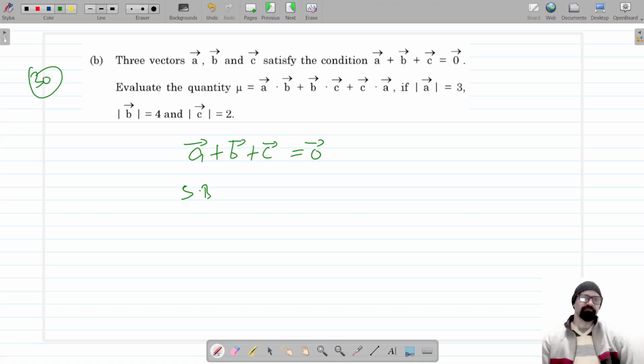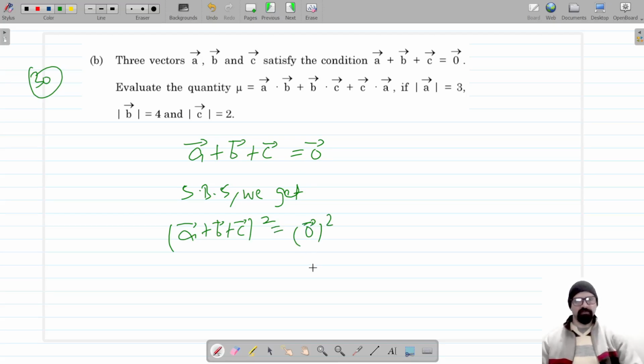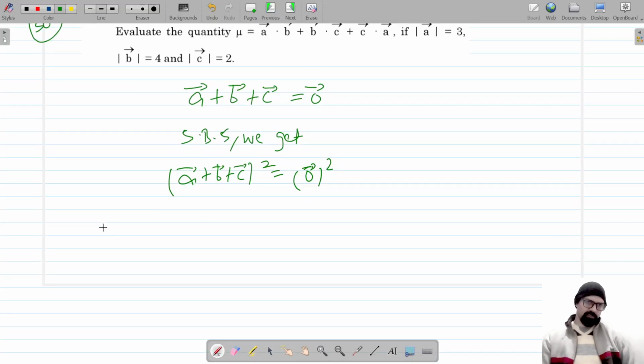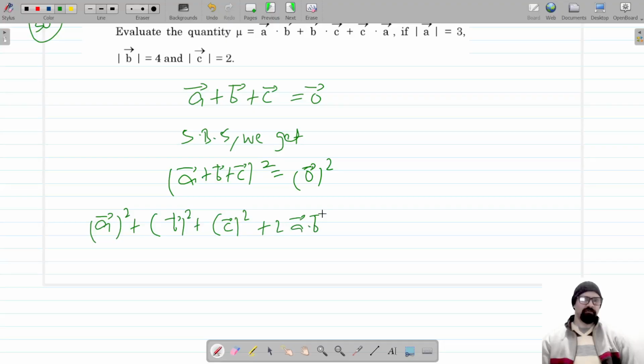Now let's square both sides. So this becomes (A plus B plus C) whole square, and the right side is the square of a null vector, so this is 0. Now (A plus B plus C) whole square is A vector square plus B vector square plus C vector square plus 2 into A dot B, plus 2 into B dot C, plus 2 into C dot A is equal to 0.